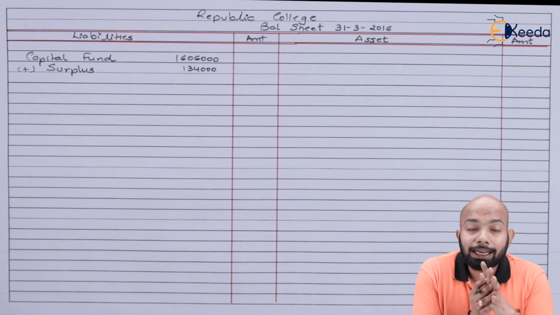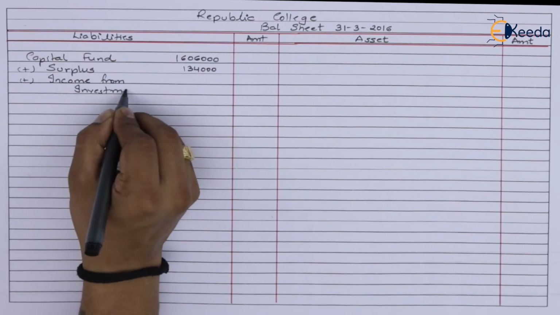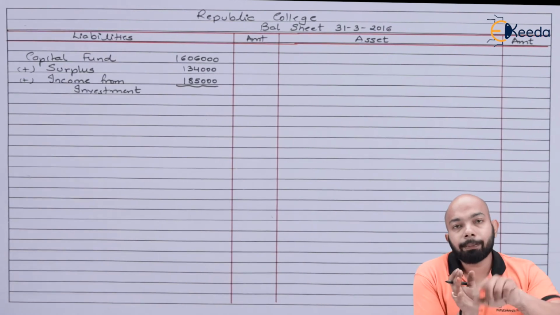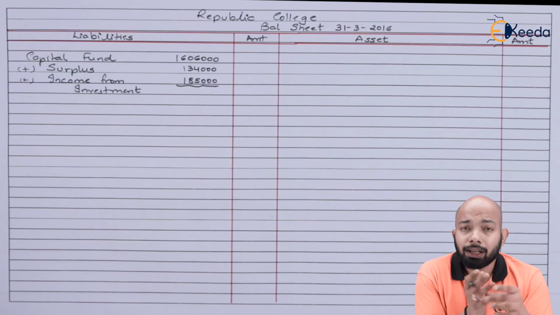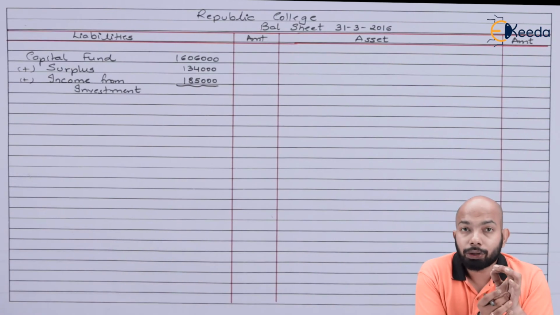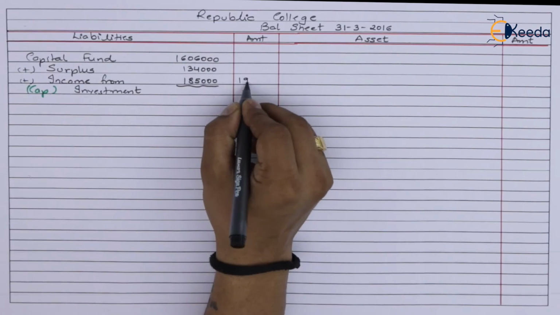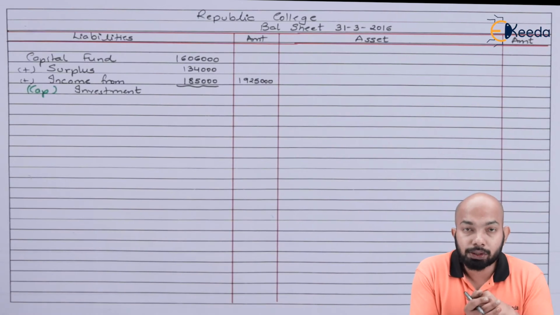Now we have to mention that amount here. So the total income from investment can be either moved into the income and expenditure side, or you can capitalize it, but you need to leave a footnote here. So that gives you a total of 19 lakh 25,000.